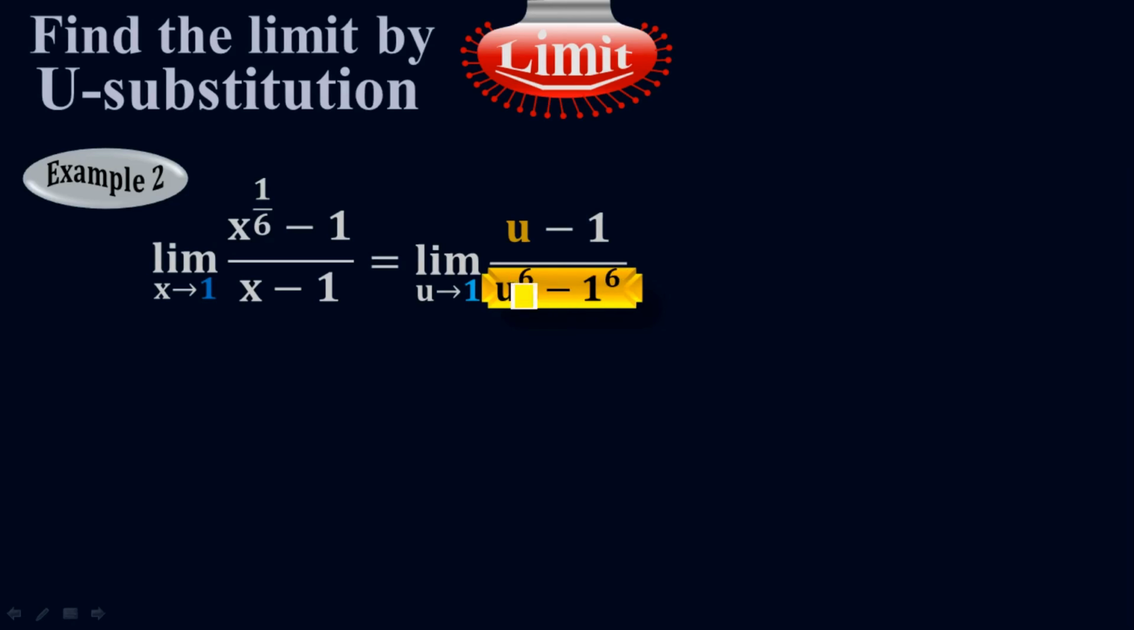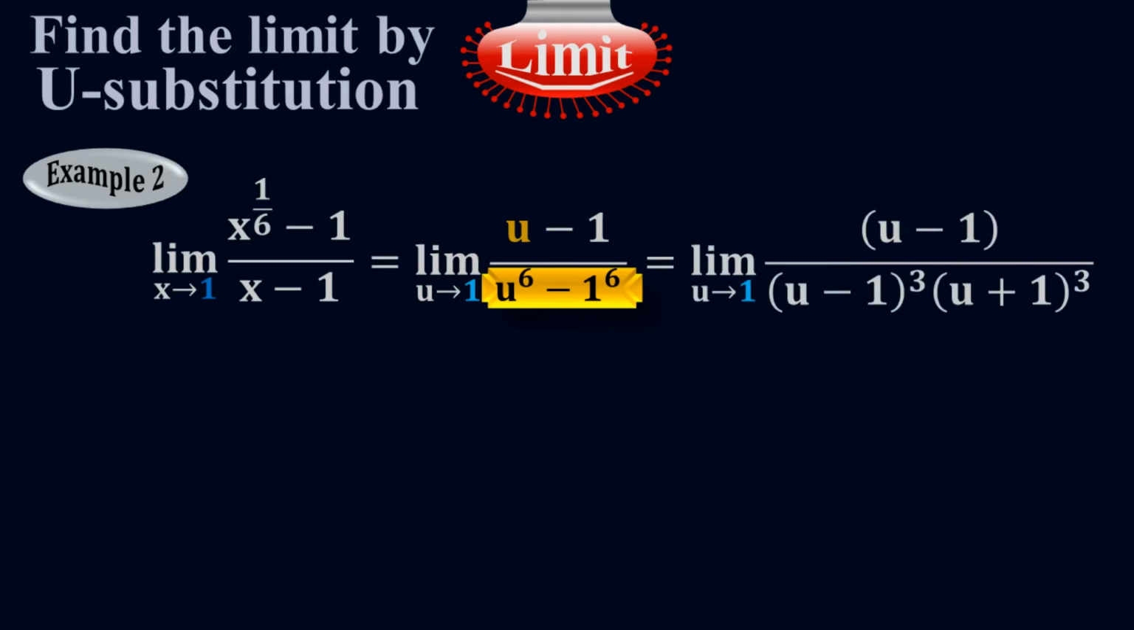I modified the denominator from u to the 6 minus 1 to u to the 6 minus 1 to the 6. So can I write u to the 6 minus 1 to the 6 equals u minus 1 to the whole cube times u plus 1 to the whole cube? When I simplify these two terms, ultimately I will get u to the 6 minus 1 to the 6. So whether you write u to the 6 minus 1 to the 6, or u minus 1 to the whole cube times u plus 1 to the whole cube.